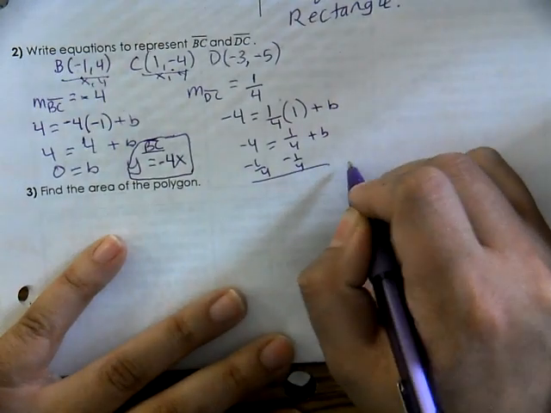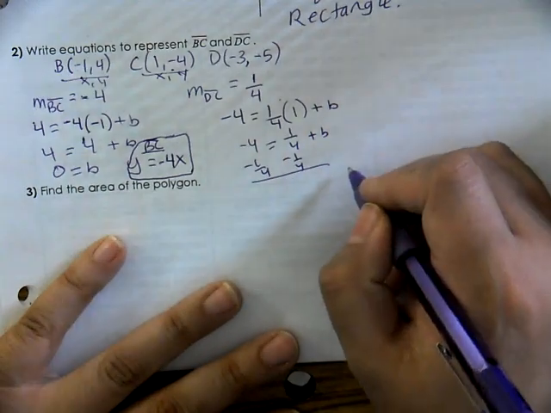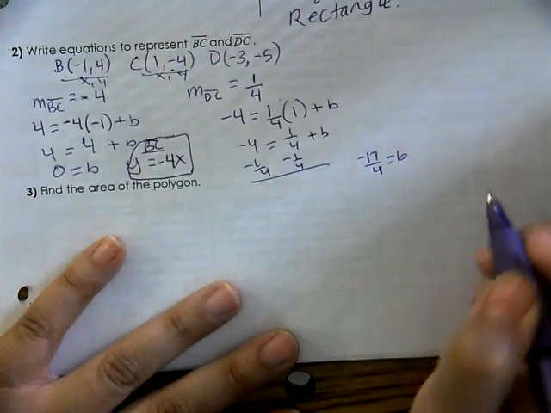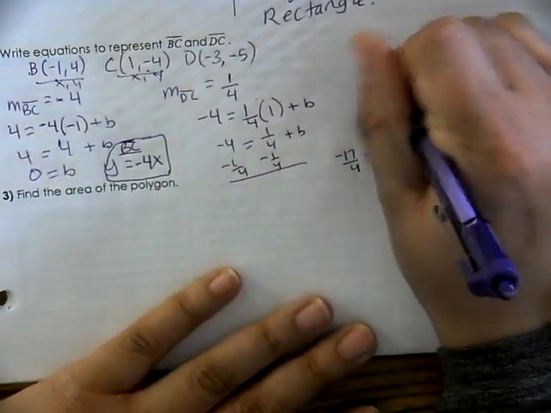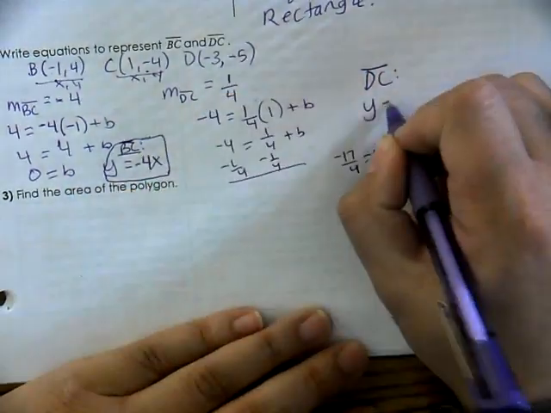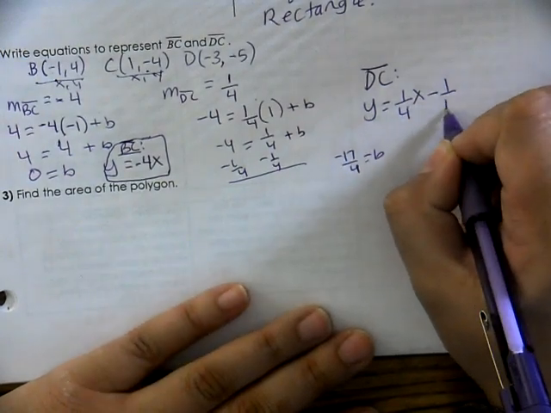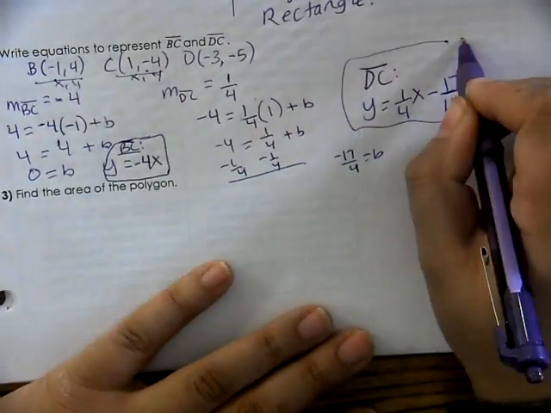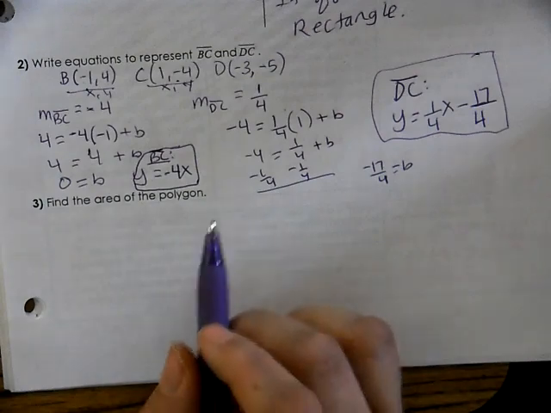Then we'd get 1/4 and subtract it to the other side. And we find out that B is, if you want to write it as an improper fraction, -17/4, or you could write it as a mixed fraction. So my final answer here for line DC is y equals 1/4 x, and then the y-intercept I found was -17/4. Those are the two equations. Okay, so we found both equations for number 2.